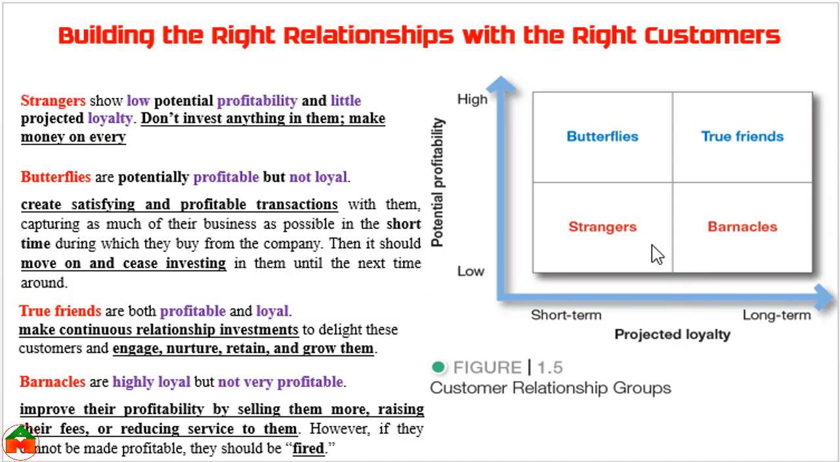On the other hand, we can see the butterflies group. This customer relationship group provides high profitability, but they are loyal for the short term. In that case, the company should create satisfying and profitable transactions with them. Since they are loyal for the short term, the company should move on and cease investing in them until the next round.